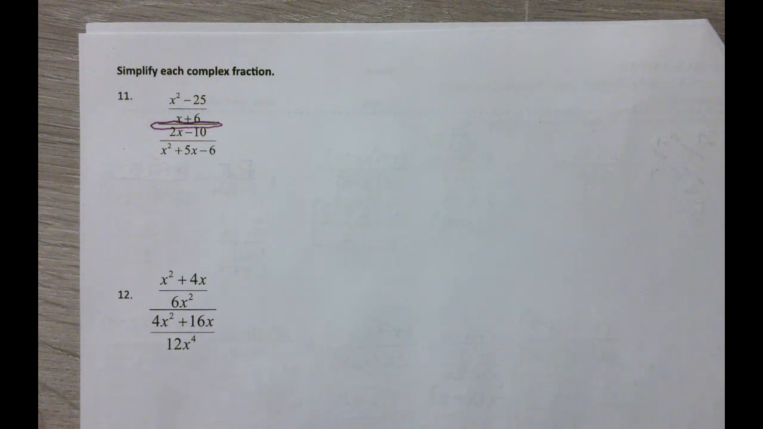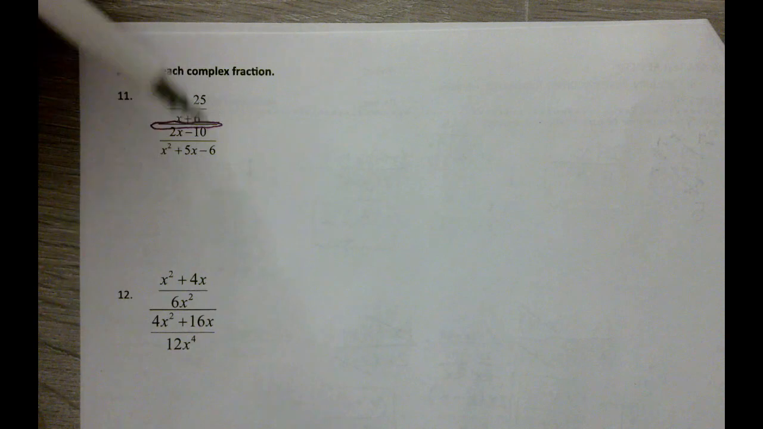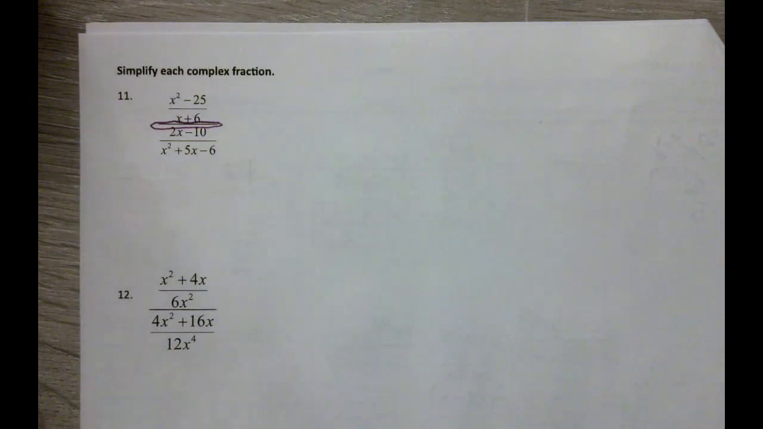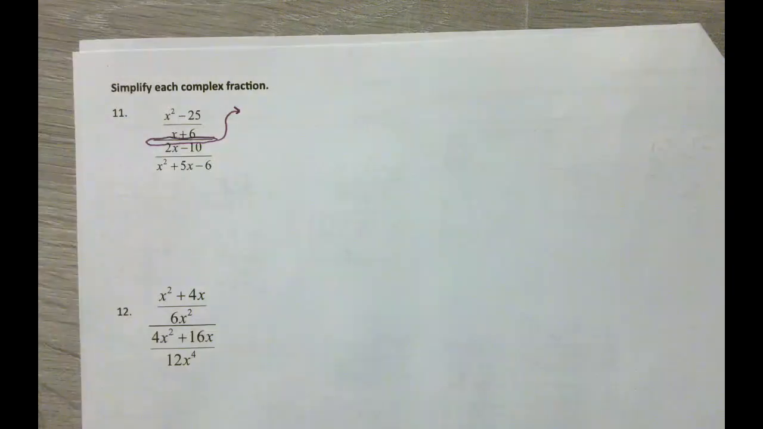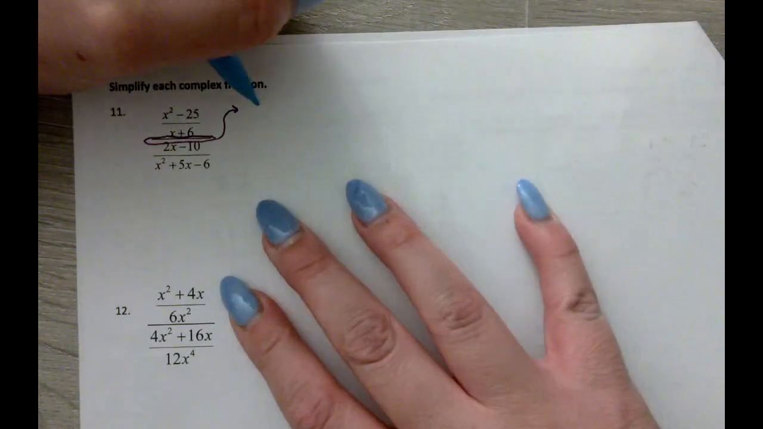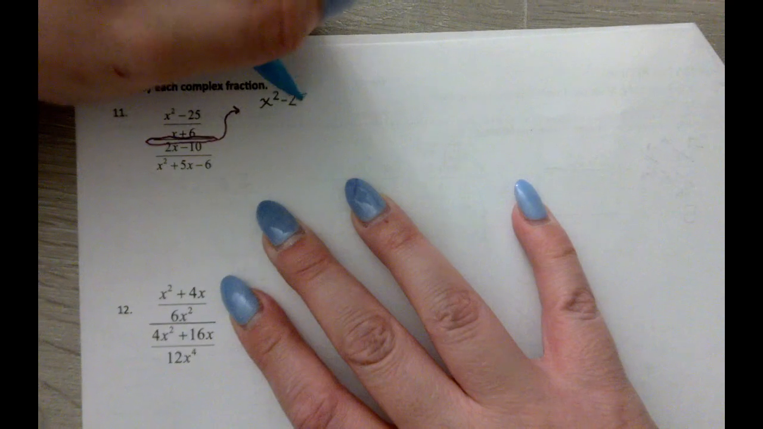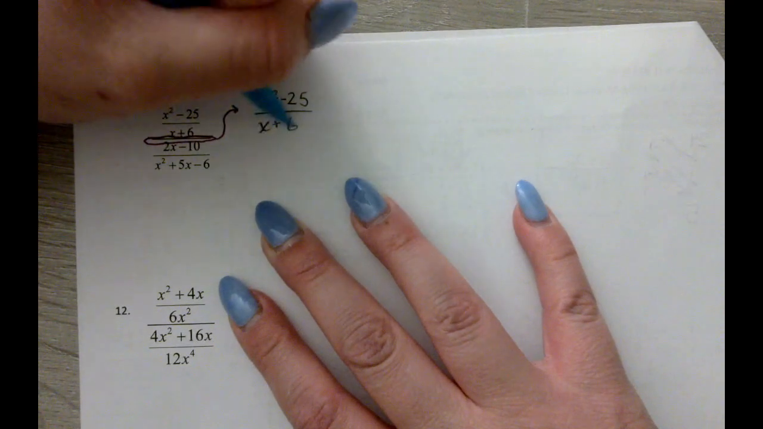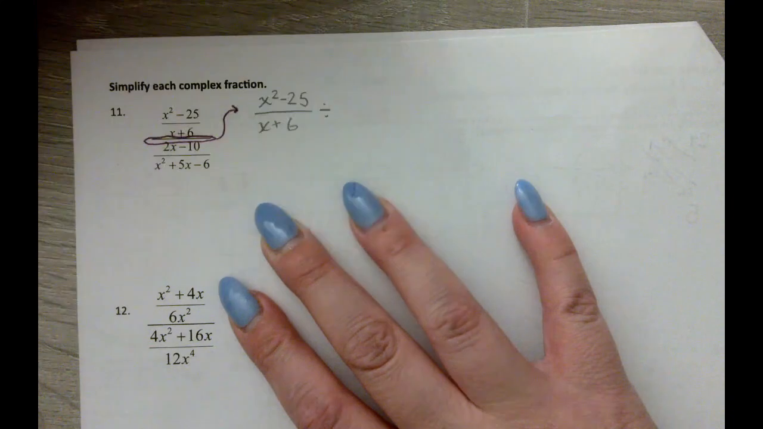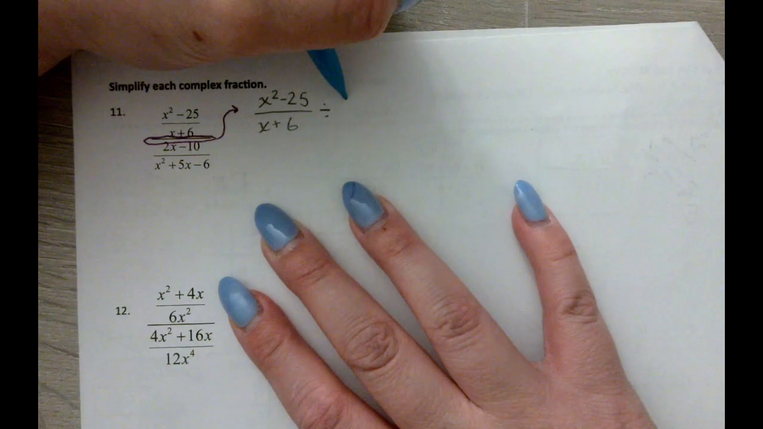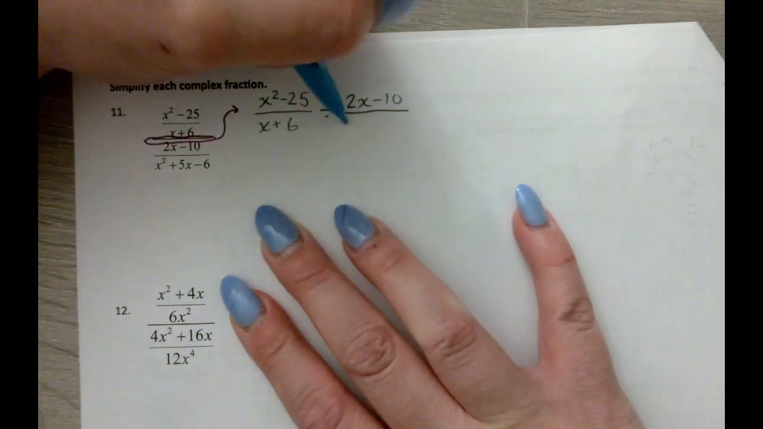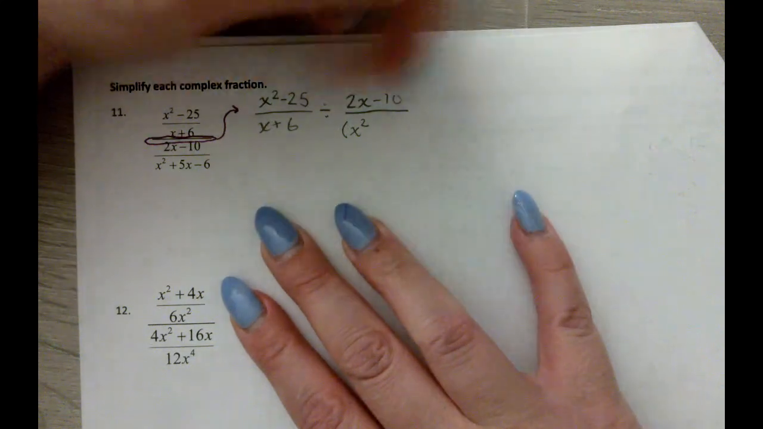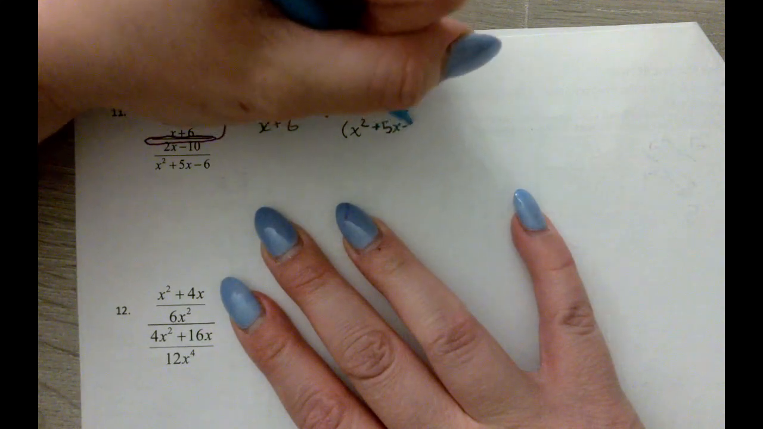Now here's the tedious part. I strongly recommend you rewrite the problem twice. You first write it as just a normal division problem. So to give myself the most space, I'm going to rewrite it up here. So we have x squared minus 25 over x plus 6 divided by, and then we're not changing anything yet, so just write it as is. 2x minus 10 over x squared, I'll go ahead and put parentheses around it, plus 5x minus 6.